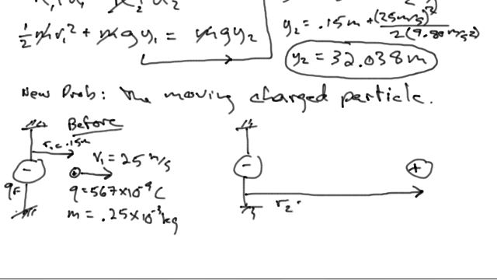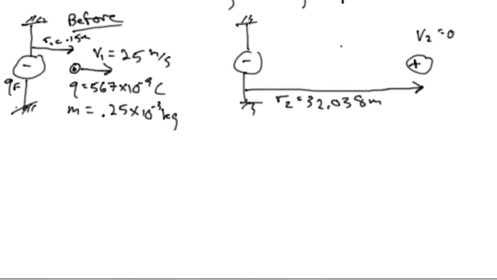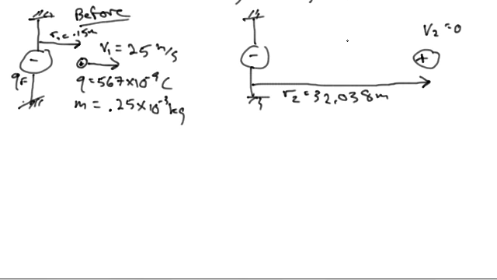R2, which is what we found for the baseball, 32.038 meters. We want the charged particle to go as far away from the negatively charged particle as the baseball did away from the surface of the Earth. And V2 is equal to 0. I think I got enough to analyze that. Let's go ahead and say E is equal to E prime.